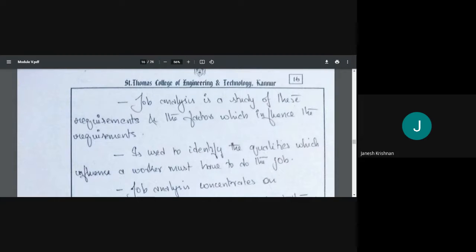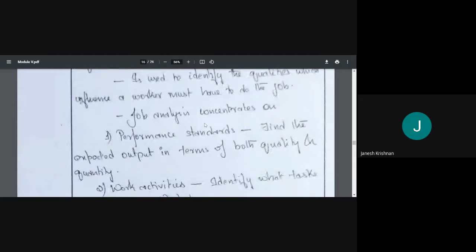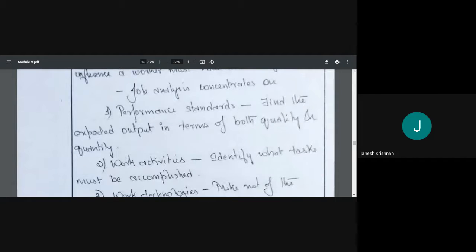It is used to identify the qualities which a worker must have to do the job. What are the qualities? Job analysis concentrates first on performance standards. Performance standards define the expected outcome in terms of both quality and quantity. It will depend upon the job. You cannot always say it in terms of quantity.